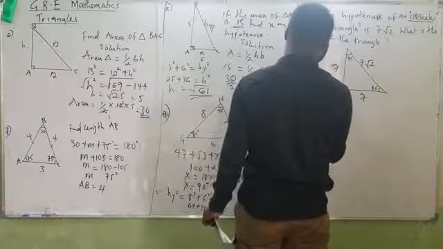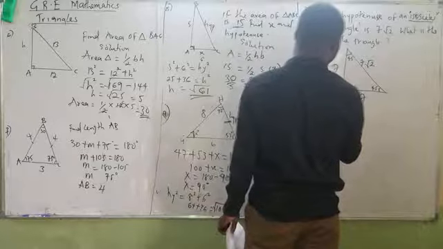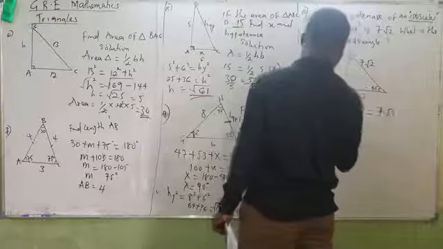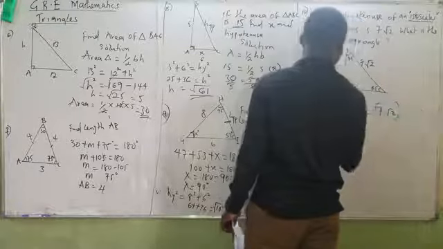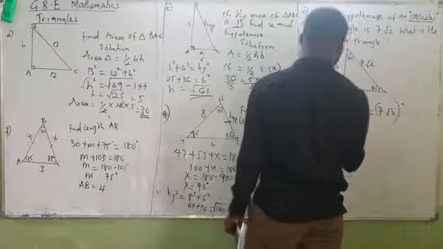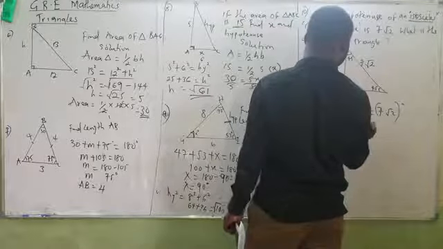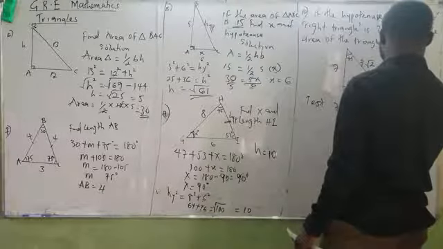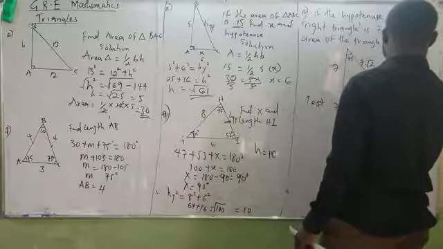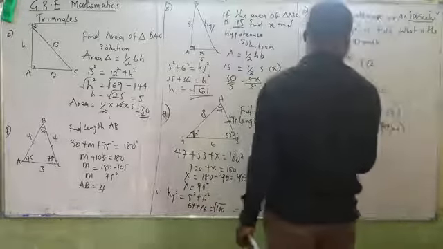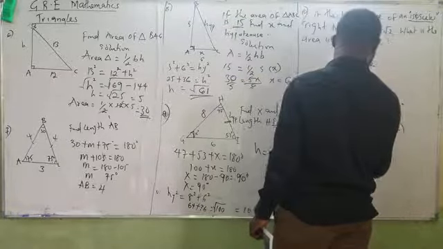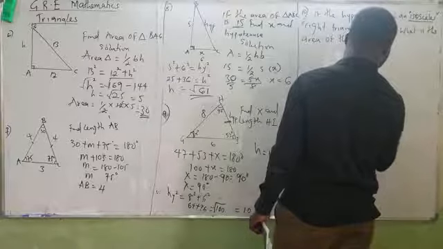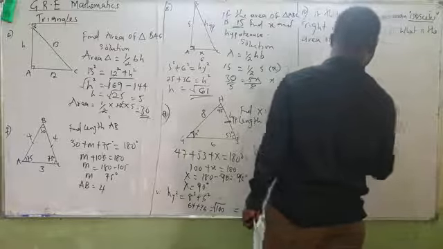Since I have that, can we test? Let's test. I will have 7 squared plus 7 squared. Can it be equal to 7 root 2 squared also? This will be equal to 49 plus 49, which is equal to 49 multiplied by 2, which is 2 of 49. Can you see they are the same?